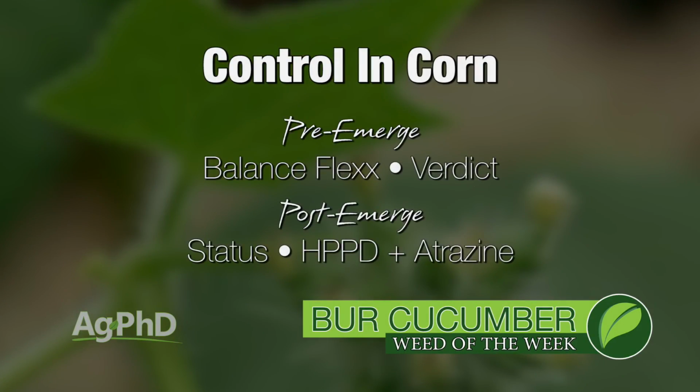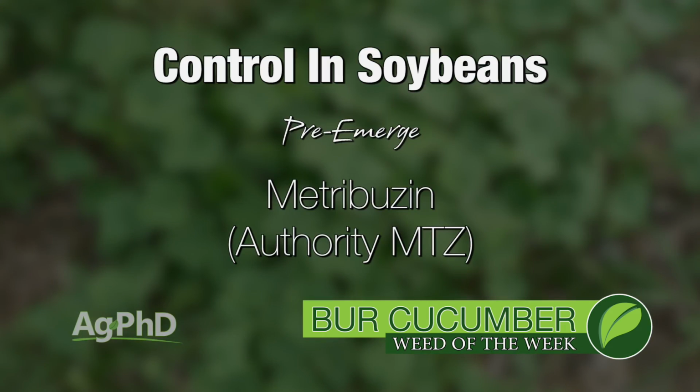All right, let's start real quick in corn. Our best suggestion is probably Balance Flex, but Verdict's not too bad either. Post-emerge, I always like Status, but you know what, the HPPDs aren't too bad either, especially if you throw a little atrazine in. Acres that we're putting metribuzin on in soybeans, we've really seen an impact in terms of control of burr cucumber, so I really like having metribuzin in.